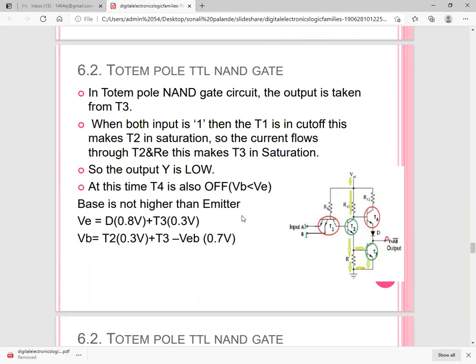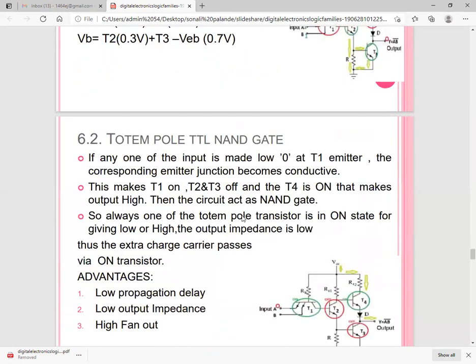That is, VE is equal to the diode 0.8 volt plus T3, that is 0.3 volt, and VB is equal to T2, that is 0.3 volt, plus T3 minus VB, that is 0.7 volt.